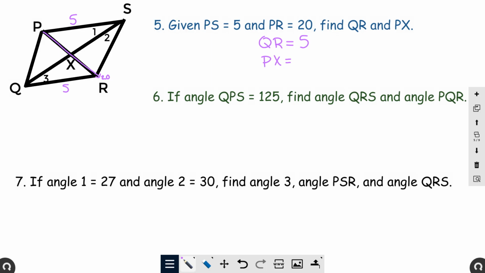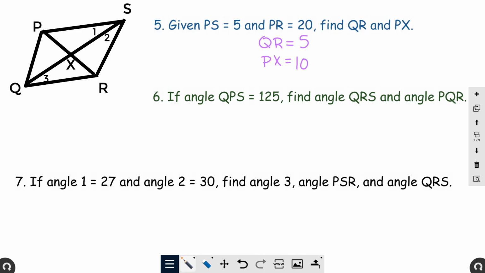PX would be 10 because the diagonals equal each other, the parts of them. They get bisected, so the diagonal gets cut in half. And that's it. So diagonals bisect, opposite sides are equal. All right, let's do our next one.